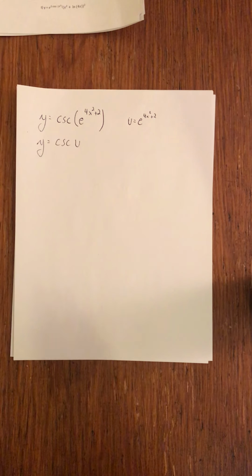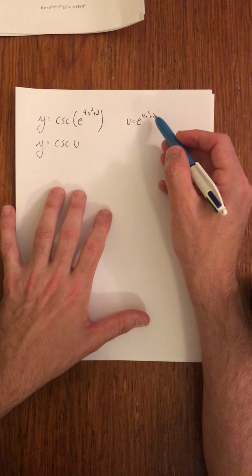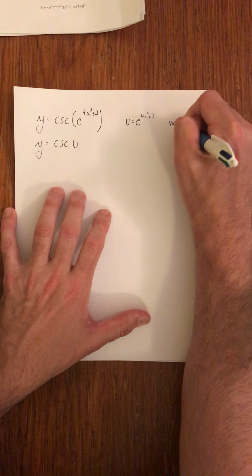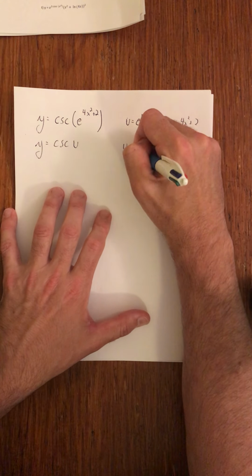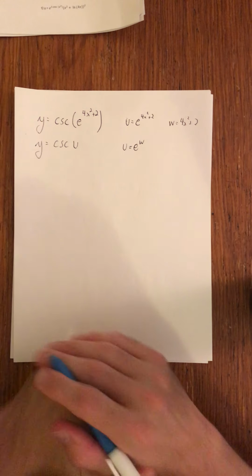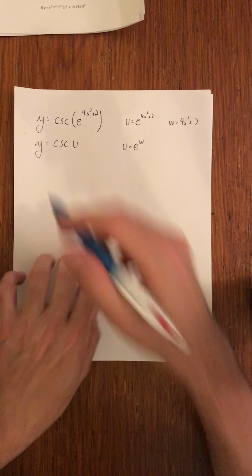Now, there I know I have a rule, right? But the problem is I don't have a rule for e to the 4x squared plus 2. So I'm going to make w equal to 4x squared plus 2. I'm going to come over here and change this to e to the w. And now I have things that I can make rules for. Okay? So I'm actually going to do this in parts and put it together.